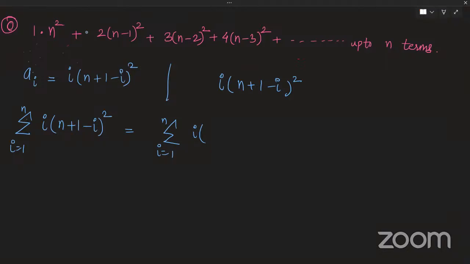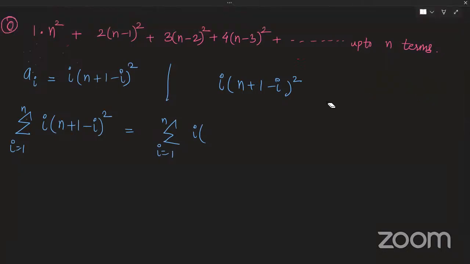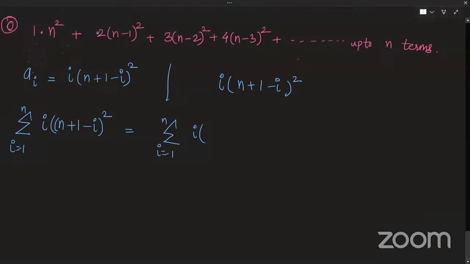Anyone? Have you learned the formula in ninth class, (a plus b plus c) whole square? What is it? a square plus b square plus c square plus... Okay, no worries, you don't need to do this. See, just look, n plus 1 is a constant in itself. So just treat n plus 1 as a single entity and now open it.